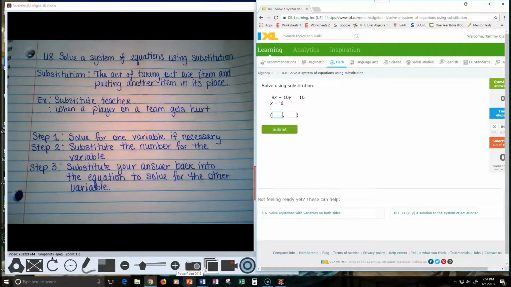All right, let's take a look at U8. And this is where we finally get into using some more calculations. I've taken the liberty to jot down some notes for you that you'll want to remember as you move through U8. We're going to look at solving a system of equations using substitution.